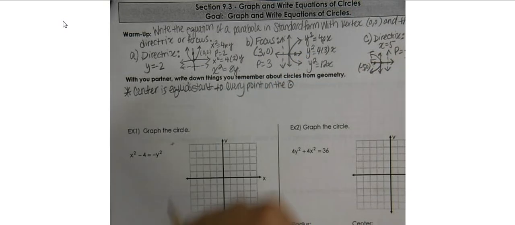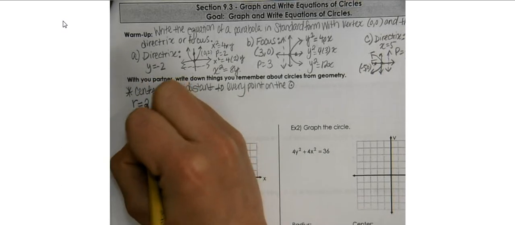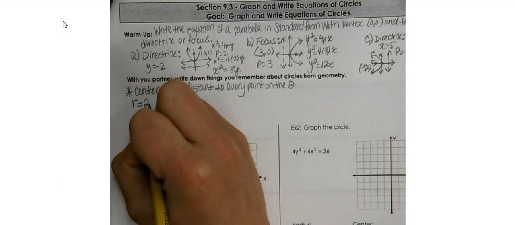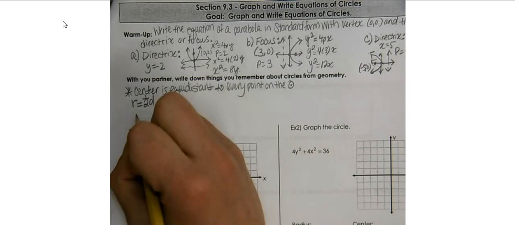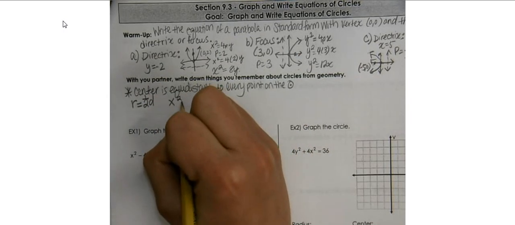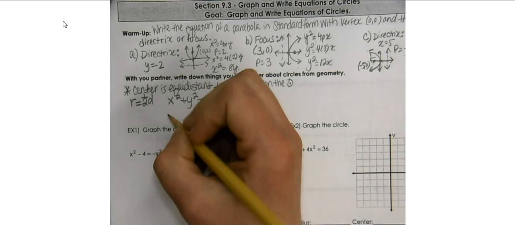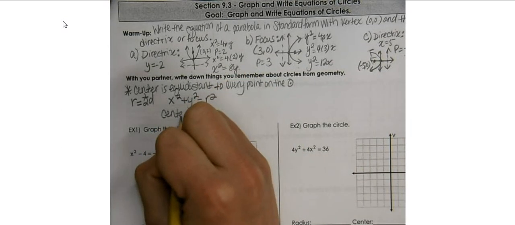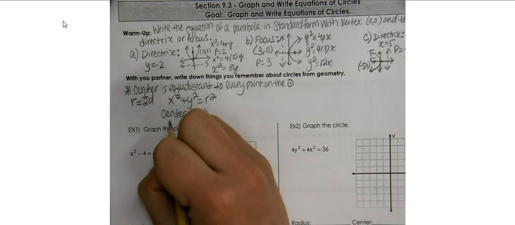Another thing you might remember is the radius. A radius is equal to half of the diameter. You might also know the equation x squared plus y squared is equal to r squared. This is the equation of a circle where the center is located at (0, 0), and r is our radius.